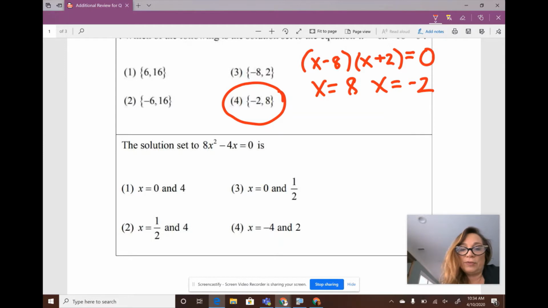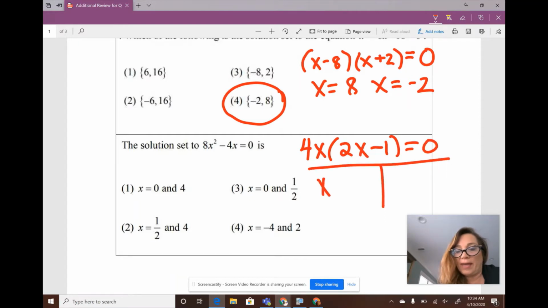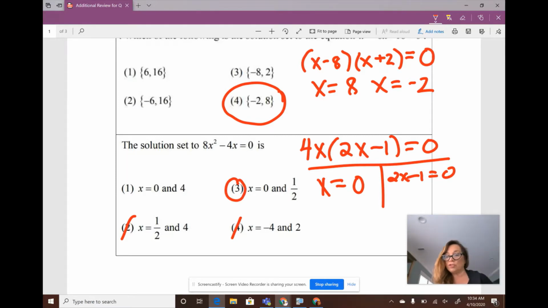All right, so for this one, I'm going to pull out a GCF of 4x, and that gives me 2x minus 1 equals 0. So I get x equals 0, and that's something to remember: when the constant term is missing, one of the answers is always 0. Okay, and then if I set this equal to 0, I'm going to get 1/2. And again, you can use substitution. You can use the graphing calculator to check these.